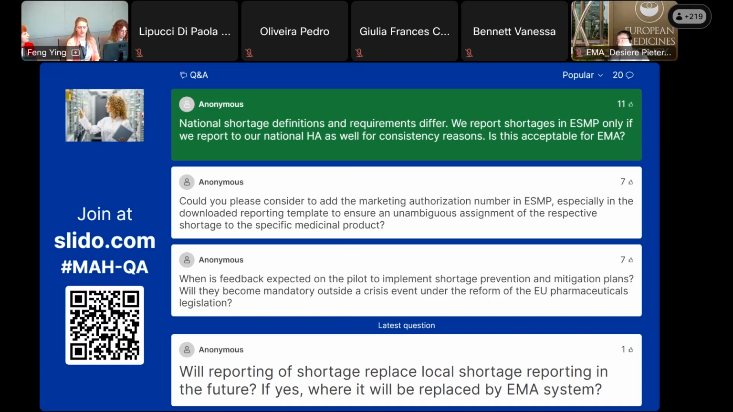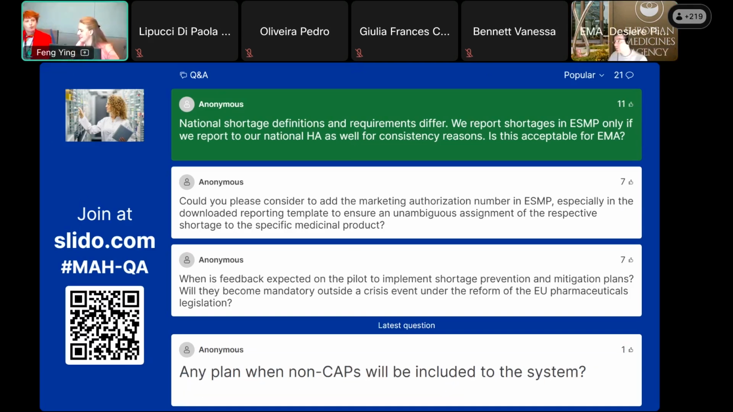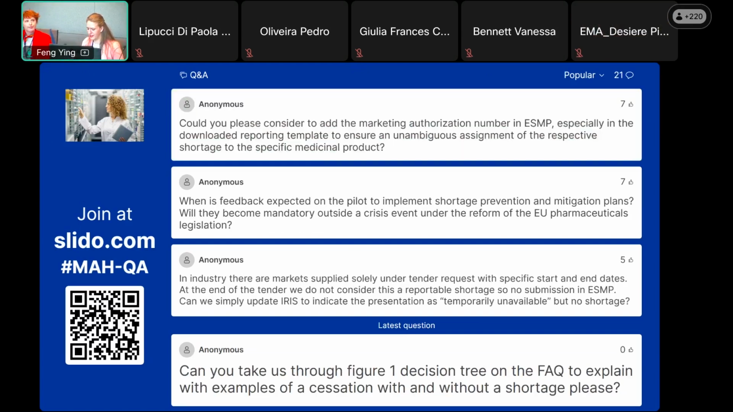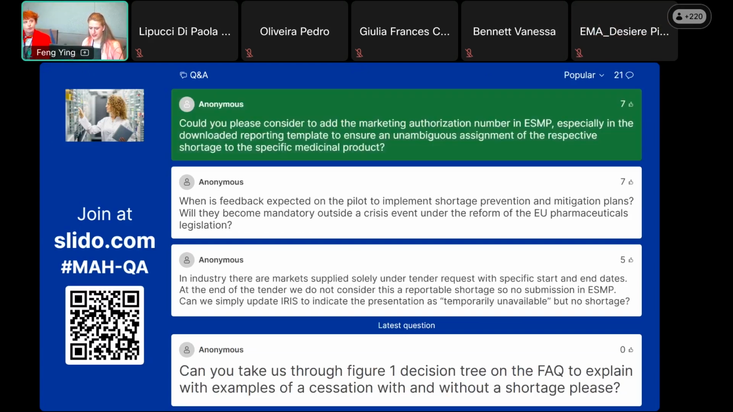Thank you so much for this addition. Moving on to the next question. Could you please consider to add the marketing authorization number in ESMP, especially in the downloaded reporting template, to ensure an unambiguous assignment of the respective shortage to the specific medicinal product?